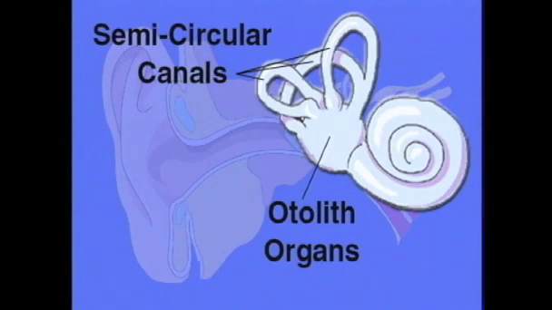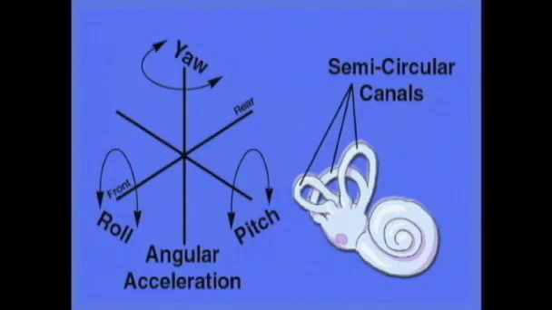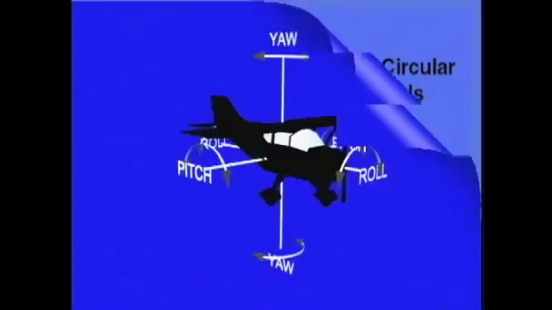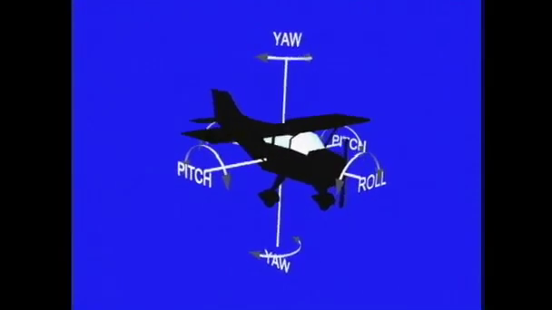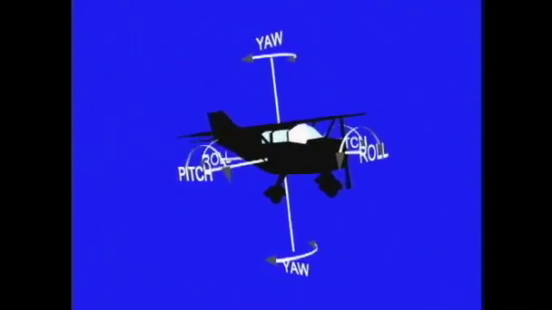This system is the size of a pencil eraser and contains two distinct structures, the semicircular canals and the otolith organs. The semicircular canals of both inner ears monitor angular acceleration and sense rotation in 3 dimensions. The planes of the 3 canals in each ear correspond to the roll, pitch, or yaw motions of an aircraft.